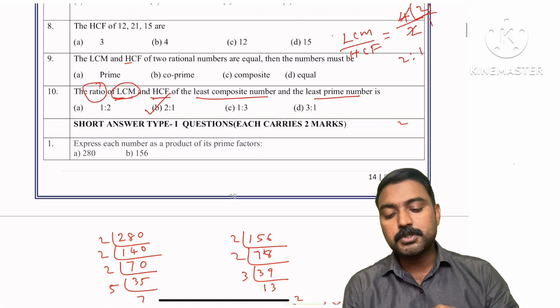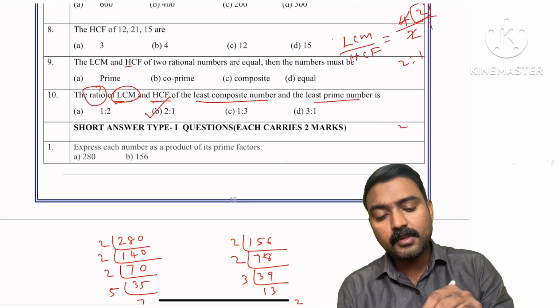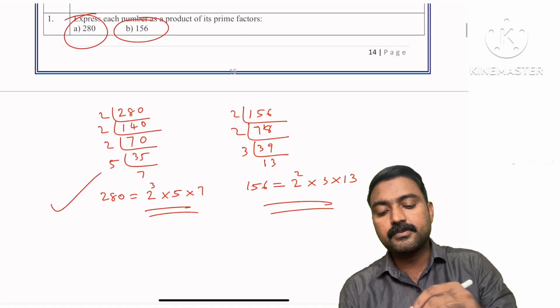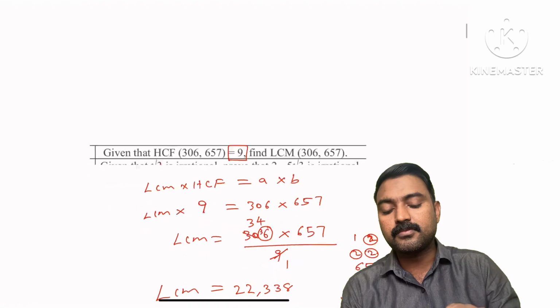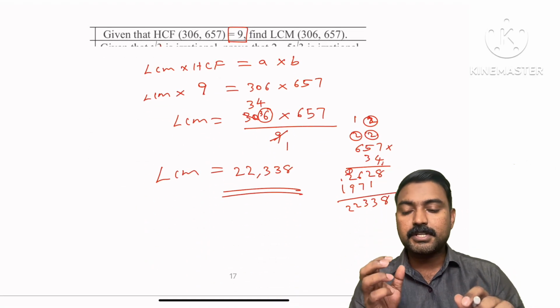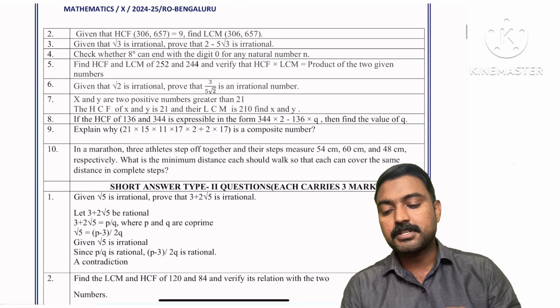Now we can move to short answer questions. Express each product by product of its prime factors. That means you can go for the prime factorization as we did, then we can write in exponential form. So these are the questions we can expect from the first chapter, especially based on MCQs and prime factorization.